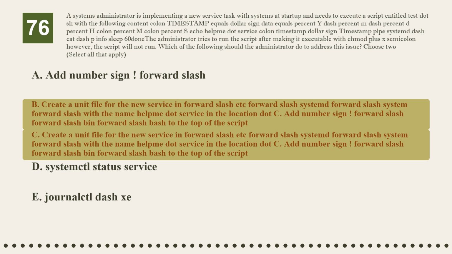Create a unit file for the new service in /etc/systemd/system with the name helpme.service in the location .c. Add #!/bin/bash to the top of the script.